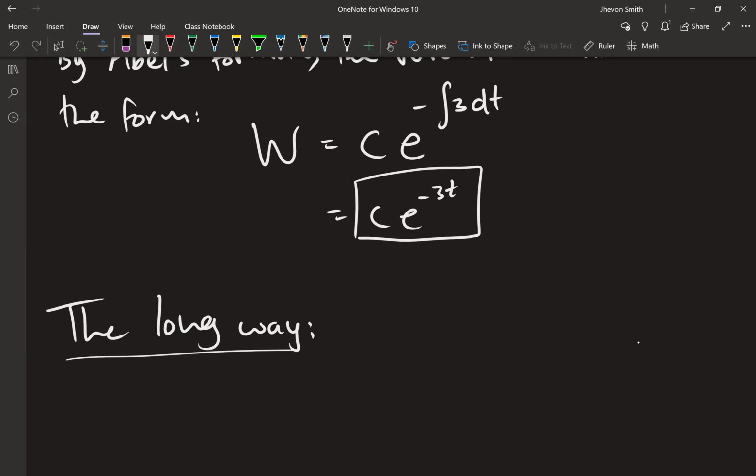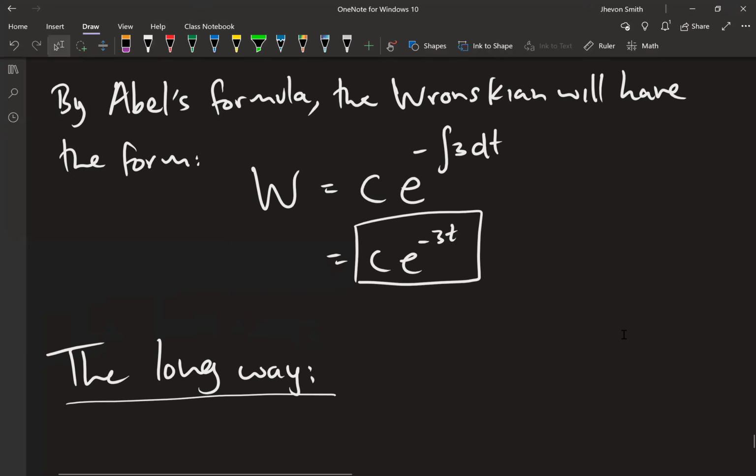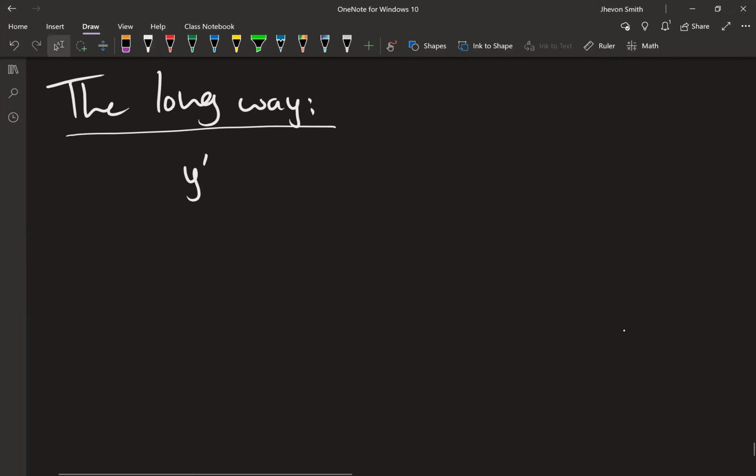So first, for the long way, I need to find the homogeneous solutions. So I have y double prime minus 3y prime plus 2y equals 0. Now I'm going to have to find the solutions and then throw them in that determinant. And of course, we remember what this means. So this is just a recap from last class.